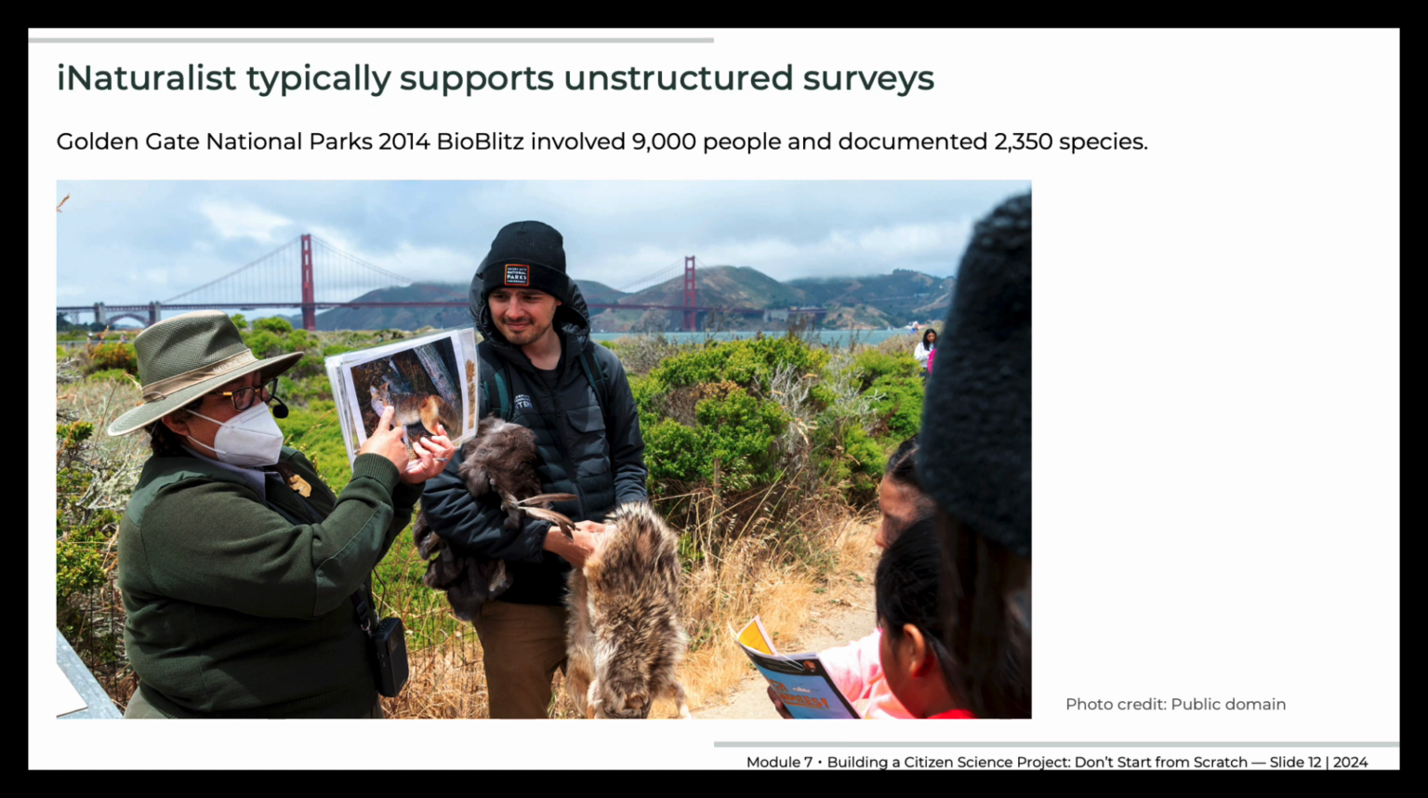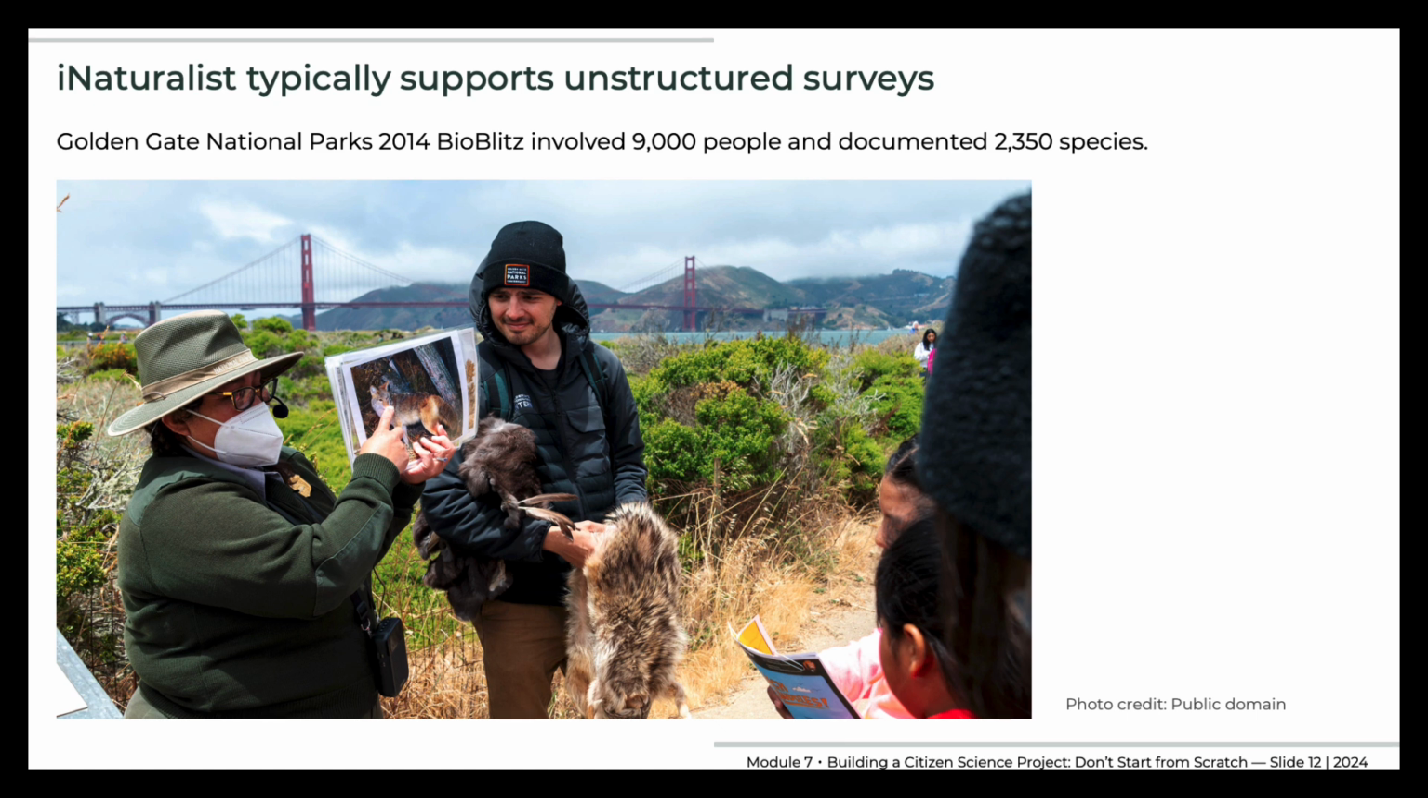Because iNaturalist accepts observations made in any location and does not record information about effort, such as how much time was spent searching, it typically supports unstructured surveys, for example, presence-only or species distribution studies. For this reason, iNaturalist is often used to document bioblitzes.